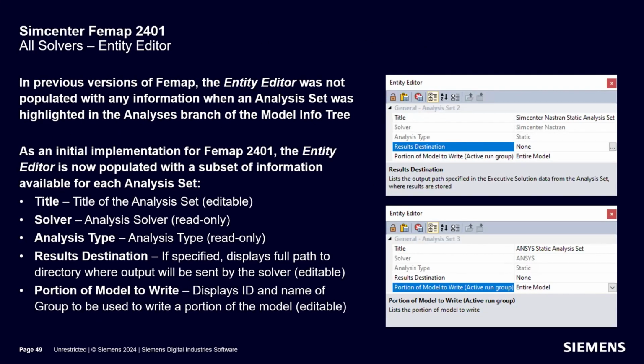In terms of analysis support, kind of an oversight on our part was basically if you highlighted an analysis set in, say, the model info tree, we didn't put anything into the entity editor. Right now, as a first step, we just started by adding some information about the title, which solver you're using, what analysis type, the results destination, and then also if you currently have set a portion of the model to write. So essentially, that's just going to tell you if you're currently writing out the entire model or not. And again, this is something that we plan to add to moving forward.